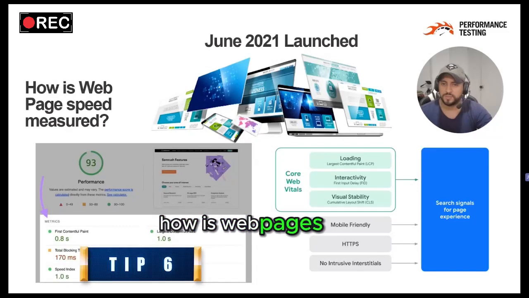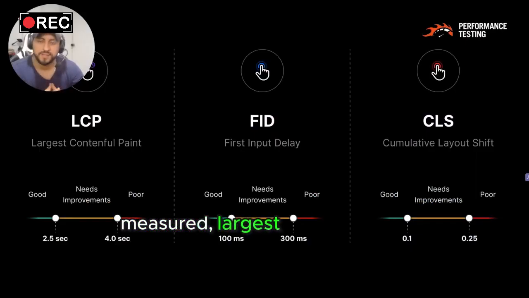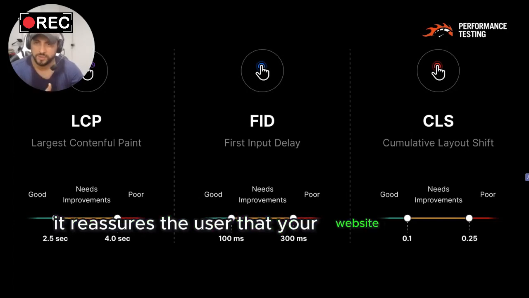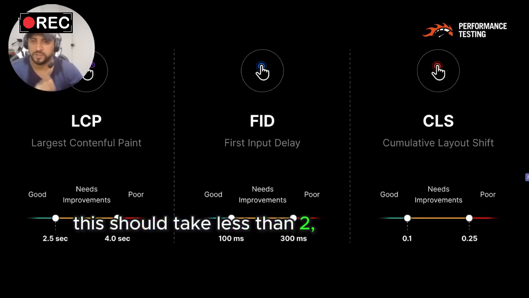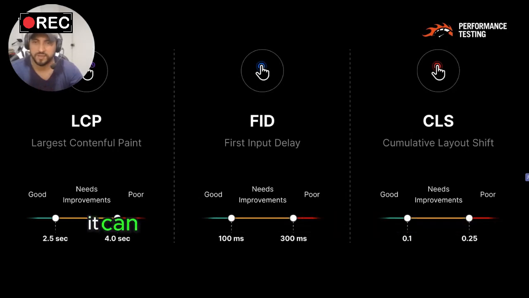How is web page speed measured? Largest Contentful Paint measures the loading time. It reassures the user that your website is useful. This should take less than 2500 milliseconds. It cannot load until the server makes contact.